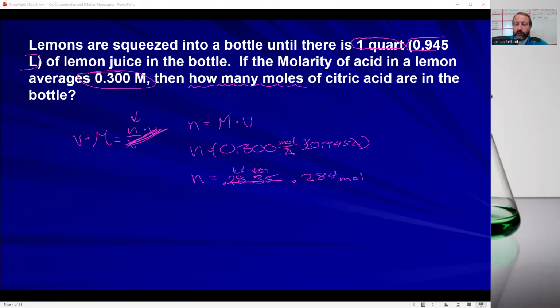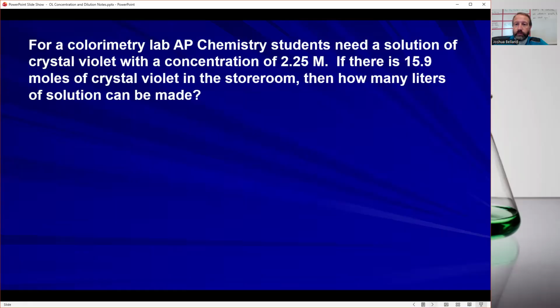Let's try the next one. I'm going to want to take my numbers, find my numbers with a label, and then find that question statement. How many liters? So liters is the volume. I'm looking for the V this time. So let's talk about that. M equals n over V.